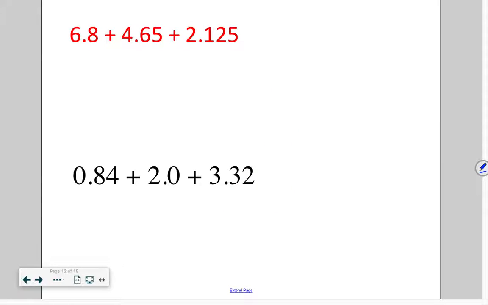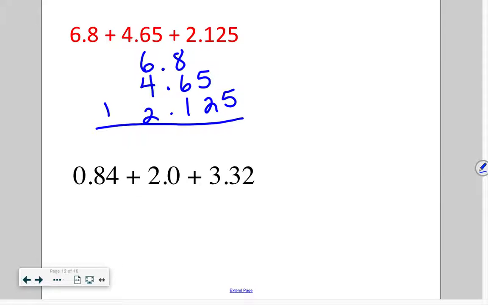All right, adding. So we have 3 numbers that are being added together at the top of your next page. We have 6 and 8/10, 4 and 65/100, and 2 and 125 thousandths. When you line those up, make sure your ones column is lined up in each one of those, your decimals are lined up, and your tenths are lined up. You should be writing them down in the order they are given to you in the question. Do not change the order of them.